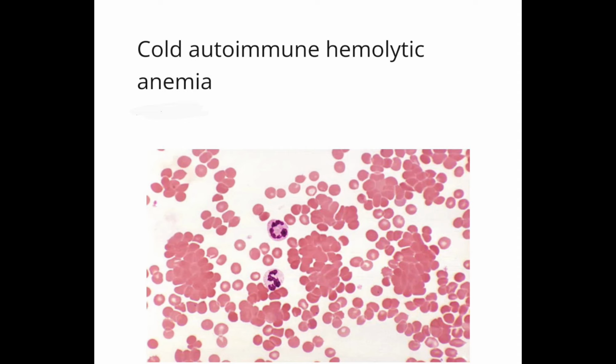Then this is the image of cold autoimmune hemolytic anemia. In cold autoimmune hemolytic anemia, basically we will have clumping of the RBCs.